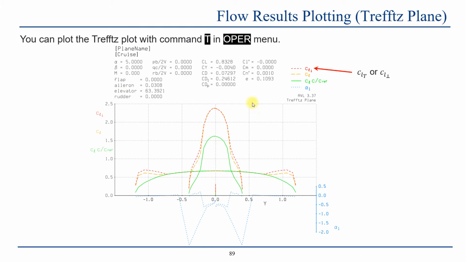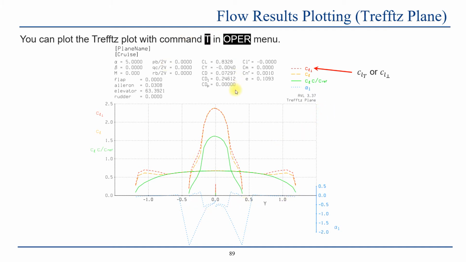In addition to that, it is showing us multiple CL and induced angles of attack. So we see this CL perpendicular, or CLT, or CL with this perpendicular sign, which we will get to as a definition for itself. In red, we have the orange line, which is showing the CL, and we have the CLc over c reference, which is kind of a normalized CL, and the alpha i, which is the induced alpha or angle of attack.